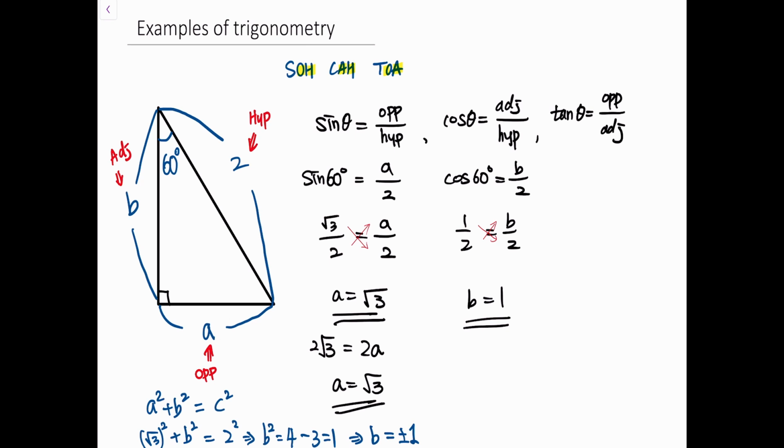Now we can verify the answer using the tangent ratio. The tangent is opposite over adjacent, that is A over B. A over B is rad 3 over 1, and tangent 60 is square root of 3. This confirms we have calculated the correct values for A and B.